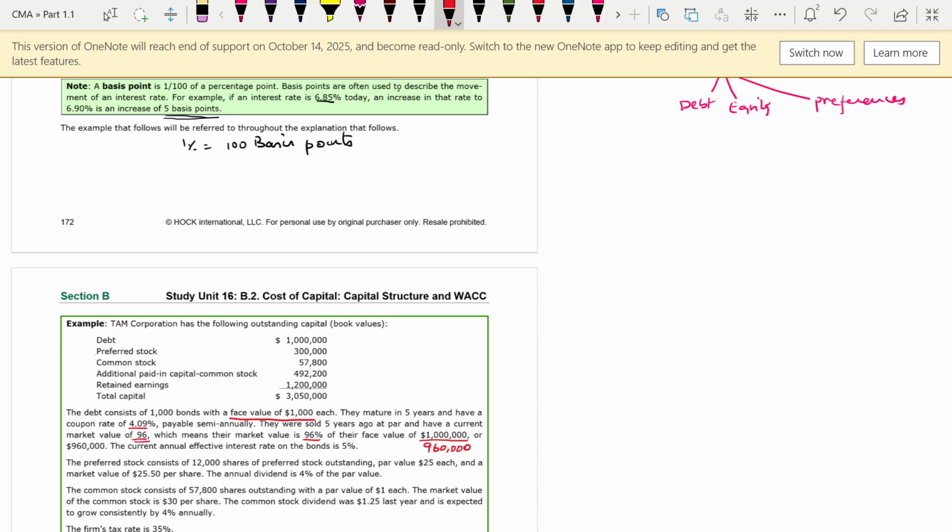Are you clear about this? Okay, here they mentioned, sorry, they mentioned that the current effective rate of interest is 5%. I will not write it again. It has been given.